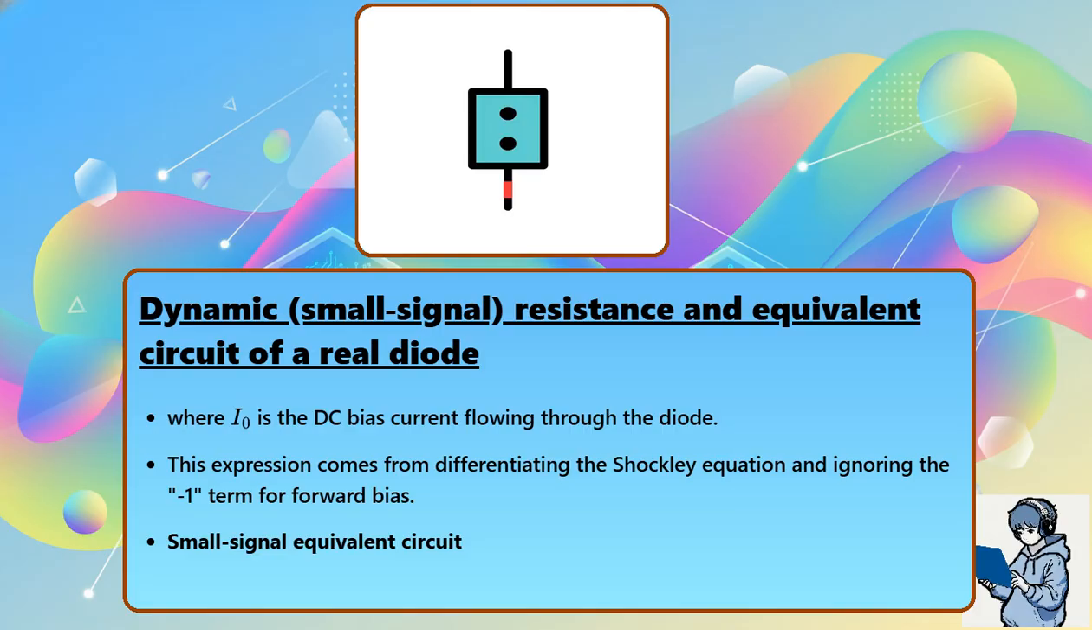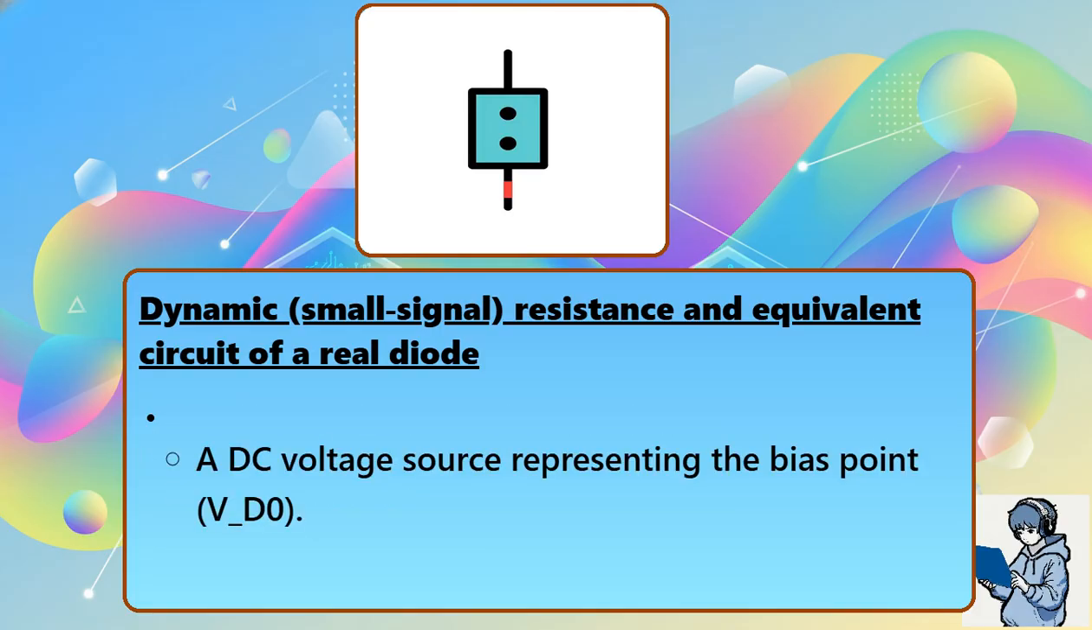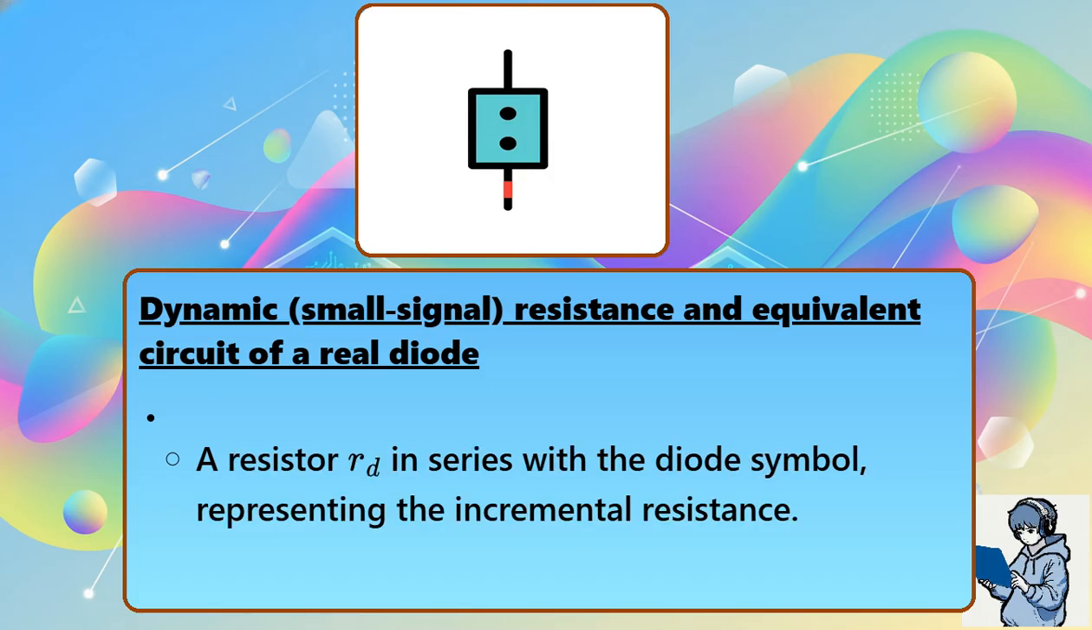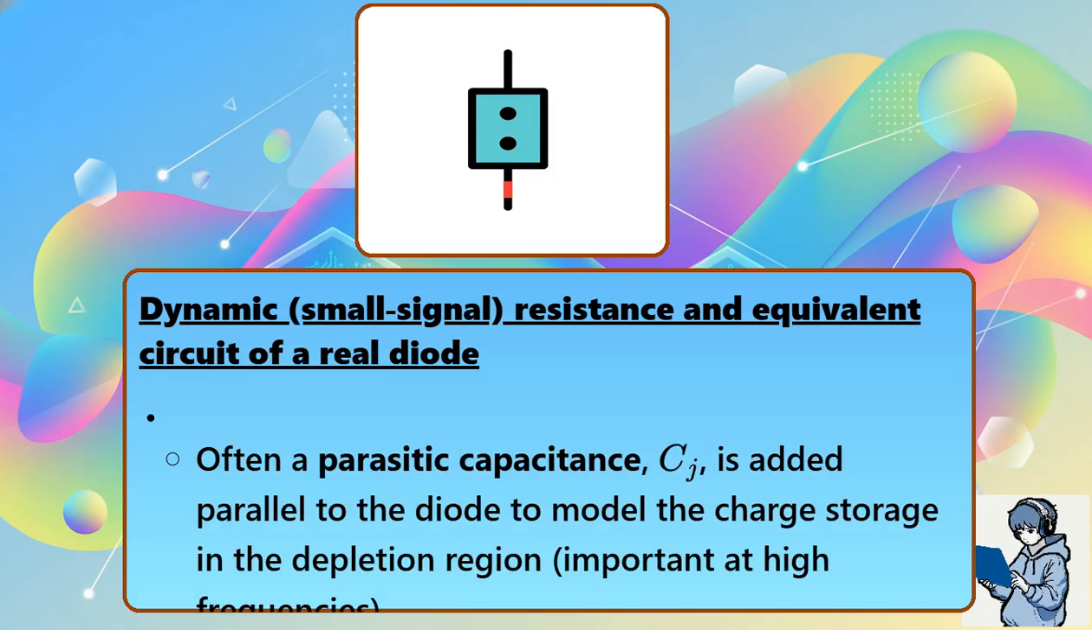Small signal equivalent circuit: a DC voltage source representing the bias point V sub D0, and a resistor R sub D in series with the diode symbol, representing the incremental resistance. Often a parasitic capacitance C sub J is added parallel to the diode to model the charge storage in the depletion region, important at high frequencies.